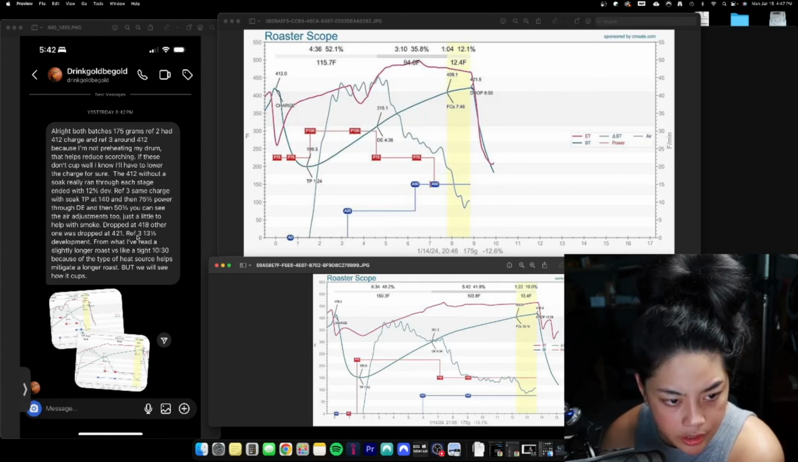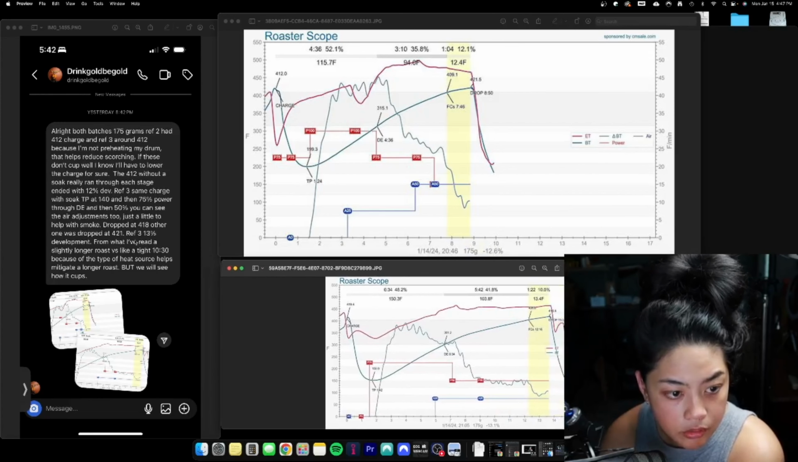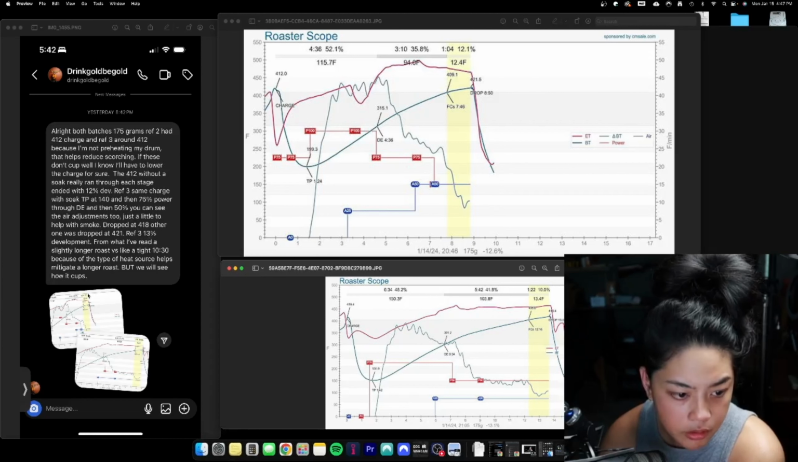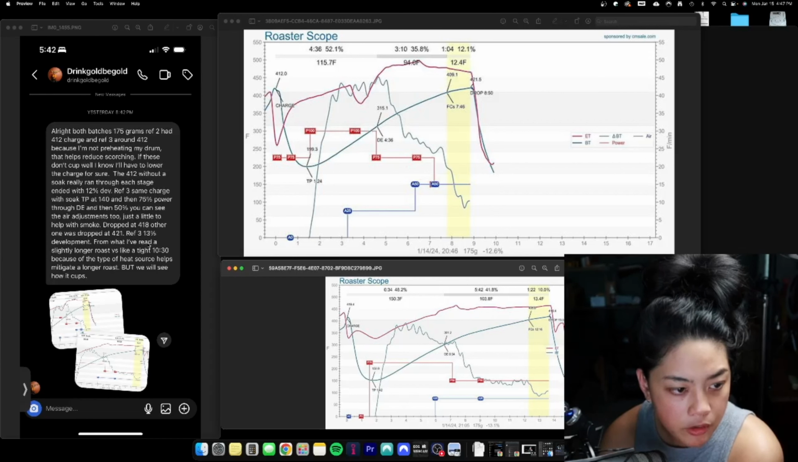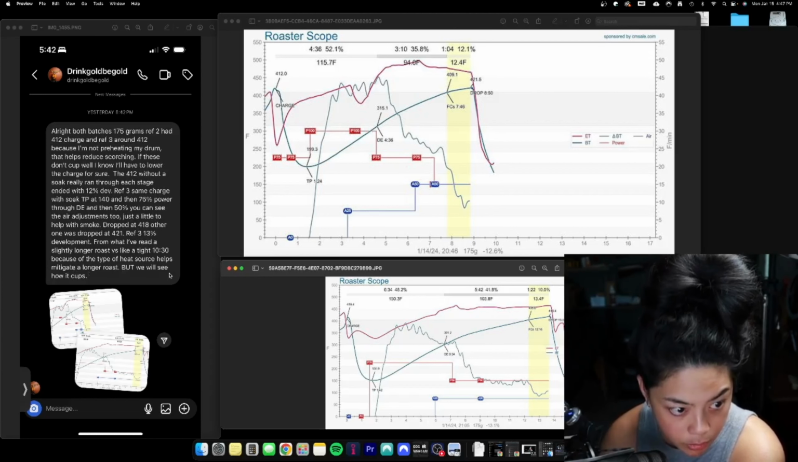Reference 3, I only have two pictures here. 13% development. I don't see that one. Okay, I'll just take your word for it. There's another picture with 13% development. From what I've read, this is a slightly longer roast versus a tight 10-30 roast, because the type of heat source helps mitigate a longer roast, but we will see how it cups.